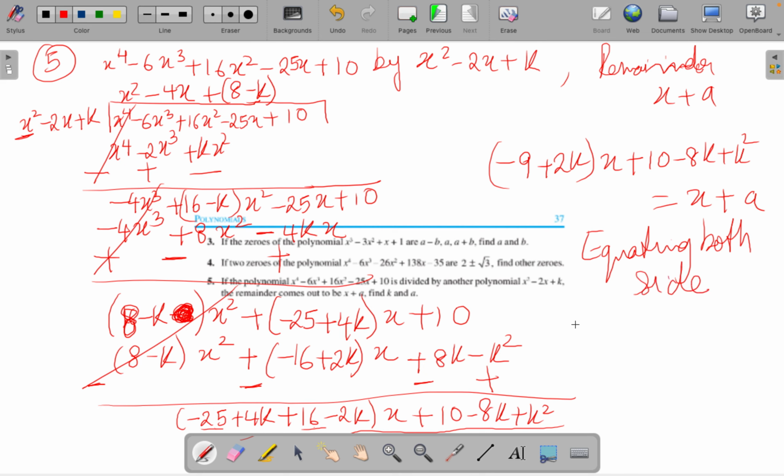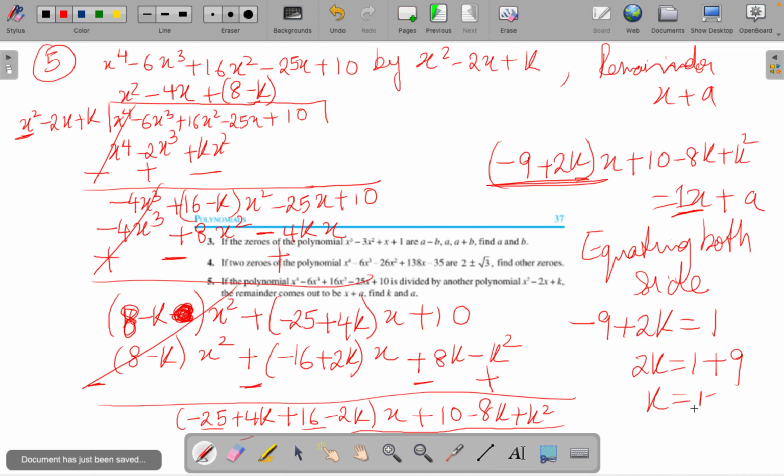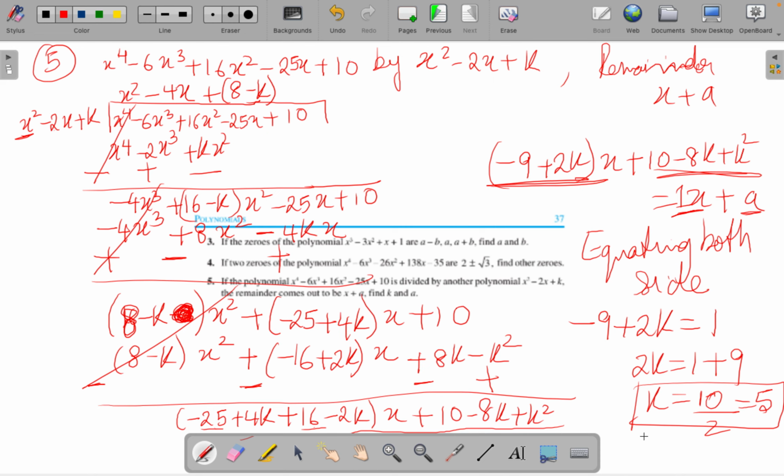children, so can I say both the coefficients, meaning minus 9 plus 2k equals the coefficient of x, it will be equal to the coefficient of x here, which is 1. So 2k is equal to 1 plus 9, that is k is equal to 10 divided by 2, that is 5. Our k came as 5. Now check, if we match the rest, then a is equal to 10 minus 8k plus k square. You can put the value of k here and get a, right? a will come easily.